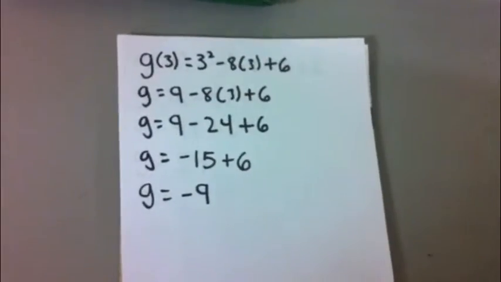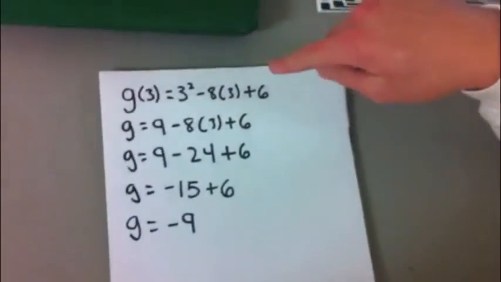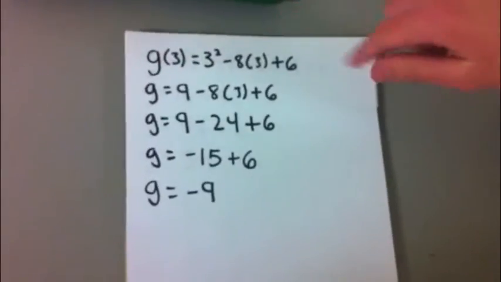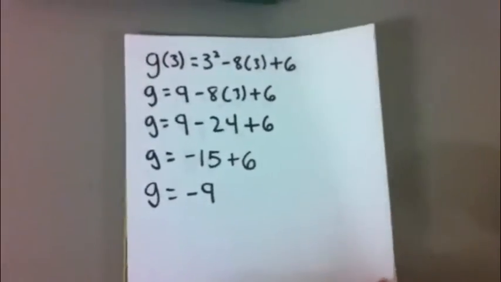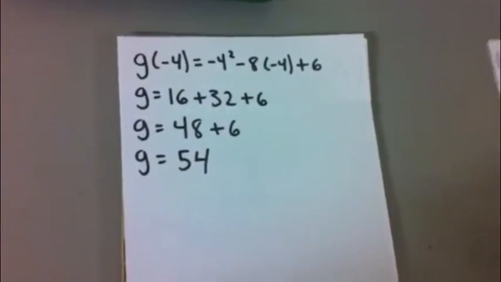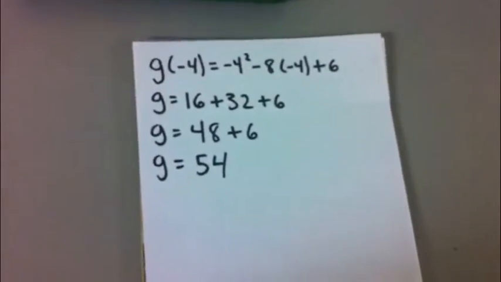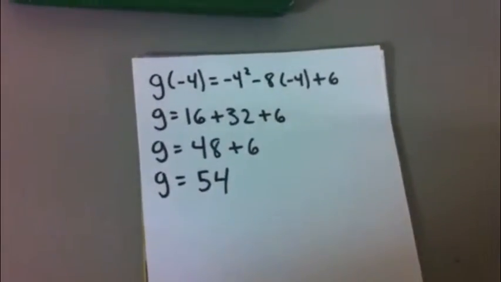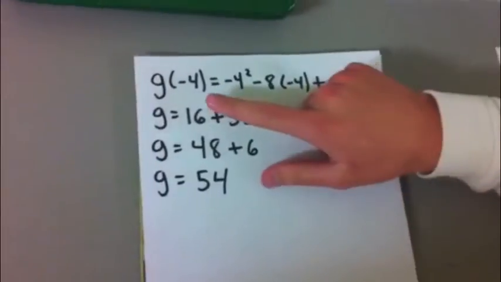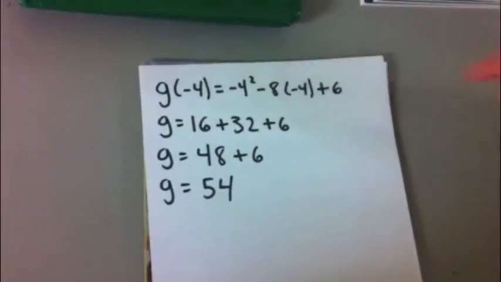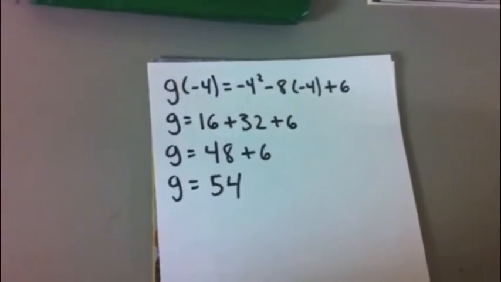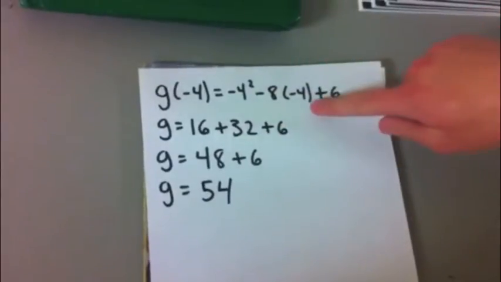One more time. We plugged in 3 for everywhere that we saw an x, and then we simplified using PEMDAS. And the second part says to find g of negative 4 for the given function. So we do the same thing we did with the first one, except this time we're going to plug in negative 4 instead of 3 into all of the x's. So we plugged it in here, and we plugged it in here.